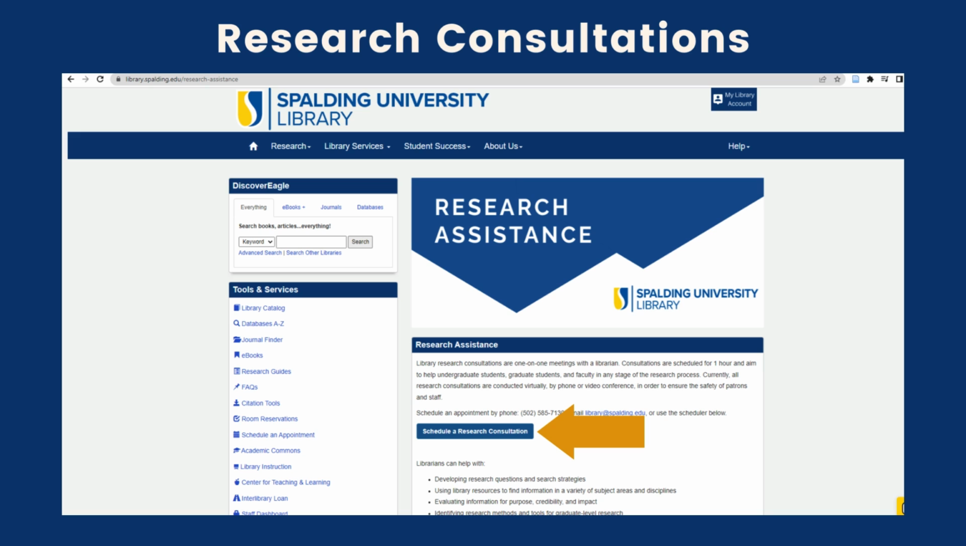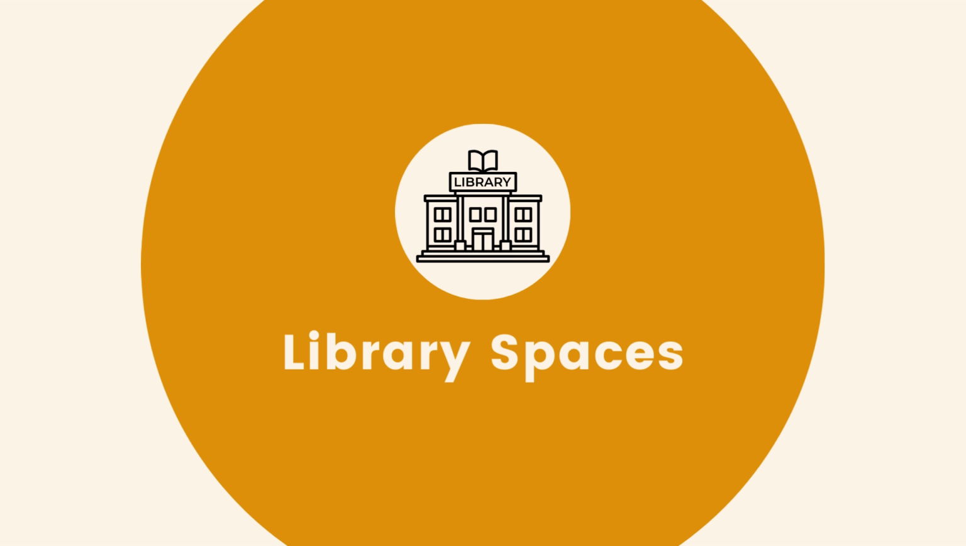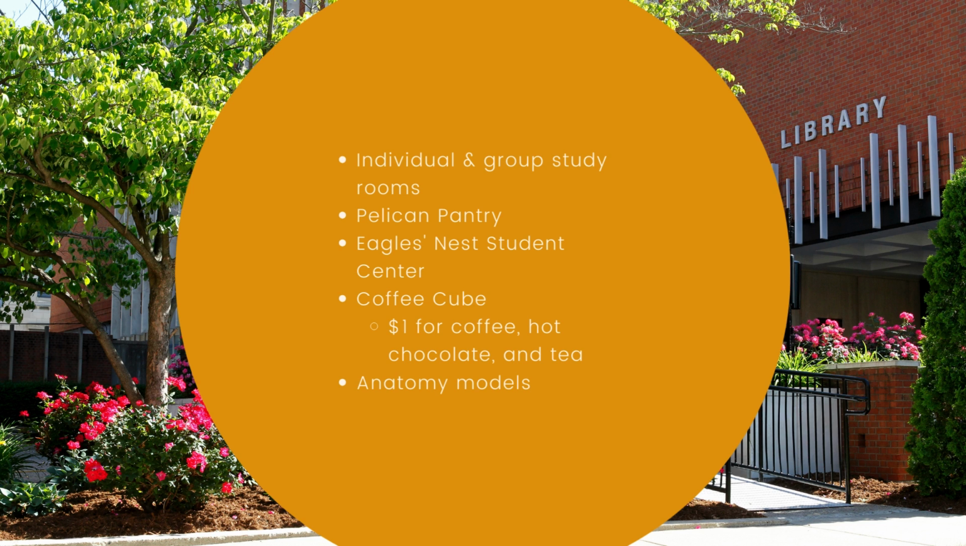The last resource that I'm going to highlight is our library spaces and in-person resources. We have individual study rooms and group study rooms in the library. We also house the Pelican Pantry, where you can pick up dry goods and materials for free, the Eagle's Nest Student Center, and the Coffee Cube, where you can purchase coffee, hot chocolate, or tea for $1. We also have anatomy models that can be used in the library during staffed hours.